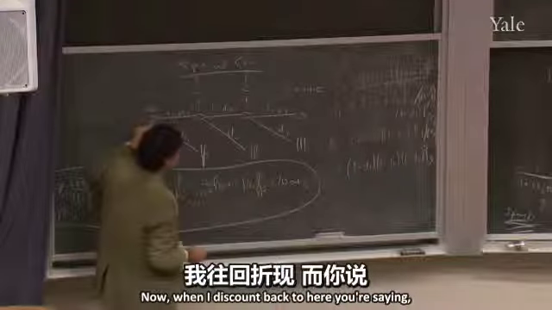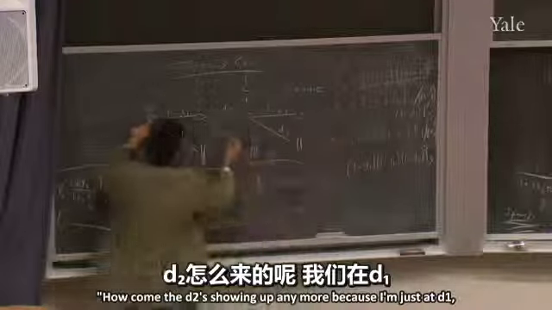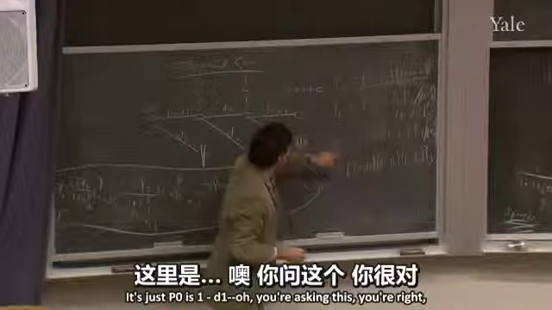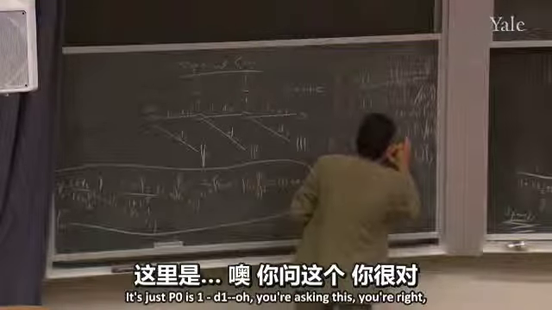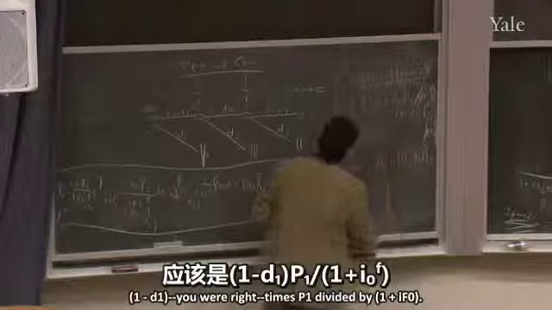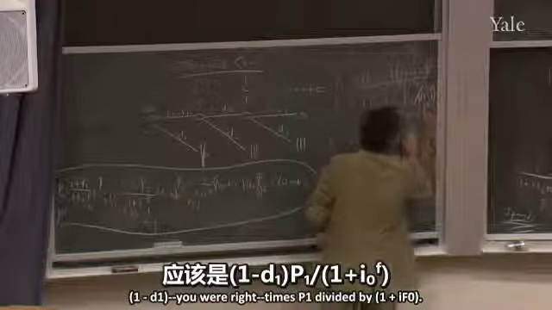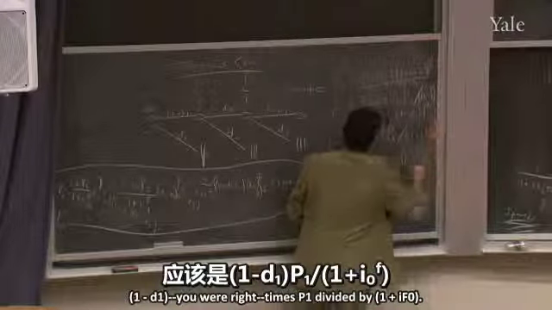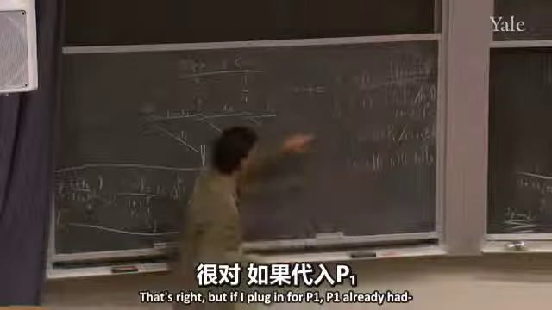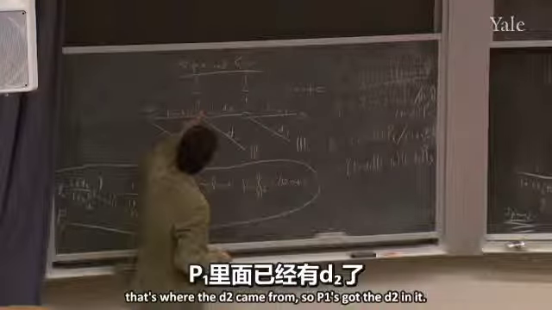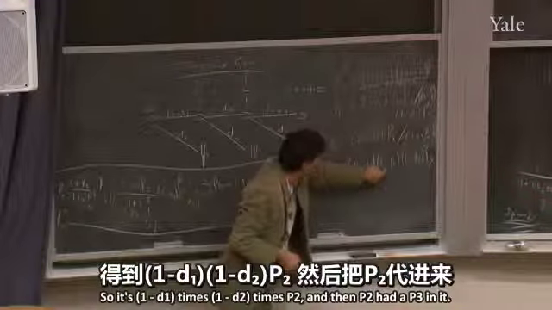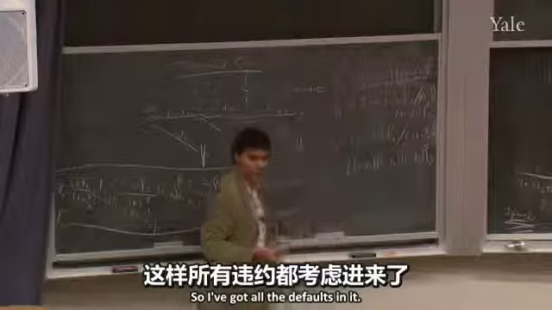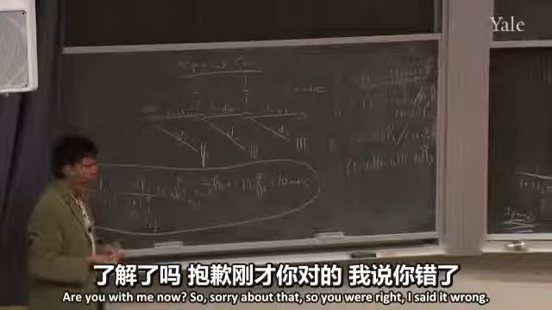Now when I discount back to here, you're asking, how come the D2 isn't showing up anymore? Because I'm just at D1. That's your question, right? So P0 is 1 minus D1 times P1 divided by 1 plus IF0. You're right. But if I plug in for P1, P1 already had the D2 in it. So it's 1 minus D1 times 1 minus D2 times P2. And then P2 had a P3 in it. So I've got all the defaults in it. Are you with me now? Sorry about that, you were right. I said it wrong.